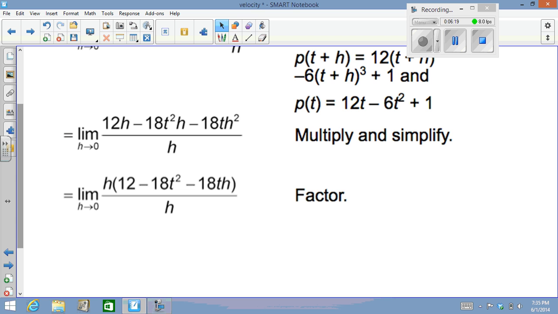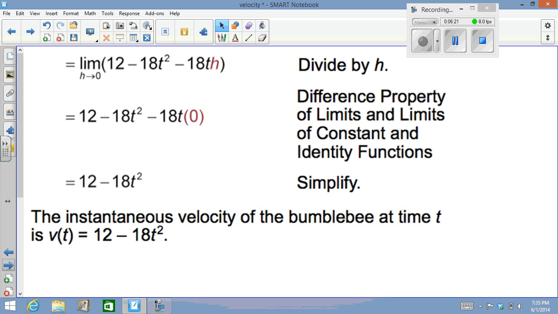So when I take the limit, I'm going to substitute a 0 in for h. So I end up with 12 minus 18t squared, which would give me the velocity of my bumblebee at any time. And then if they ask me what it is at time 2, I could plug in a 2 for t. Or what is it when it's time 5, I could plug in a 5 for t. And that way I can plug in any number they want me to do. So that makes it a little bit easier if I leave it in terms of t.